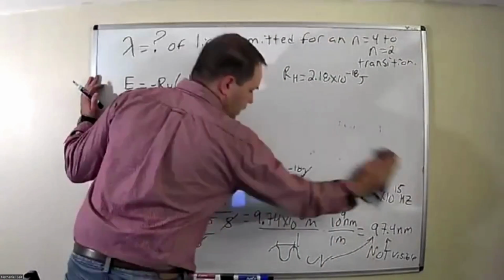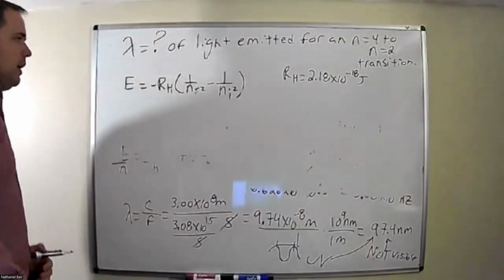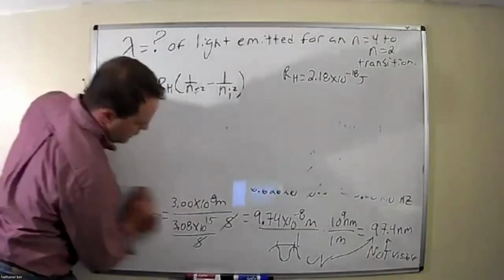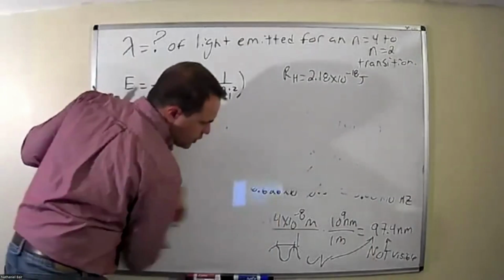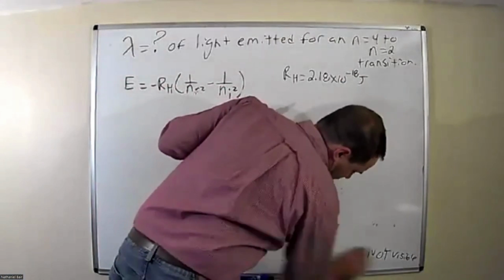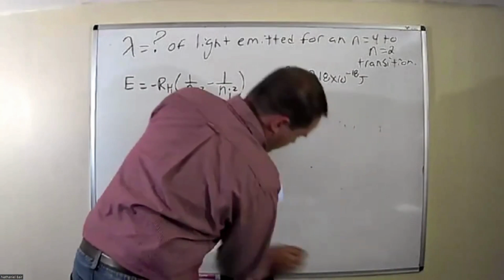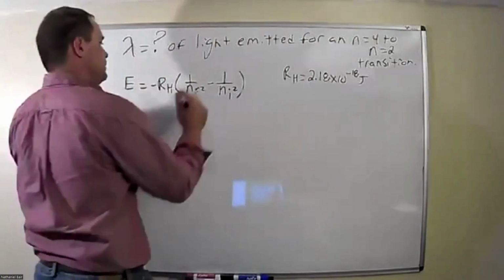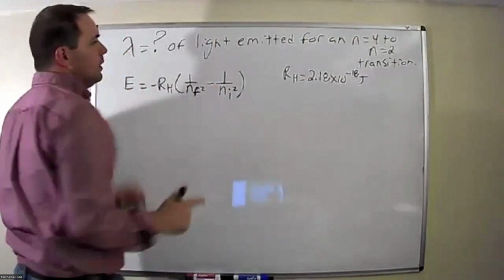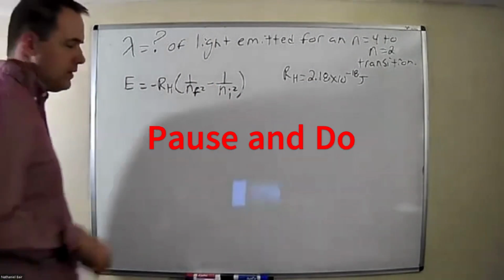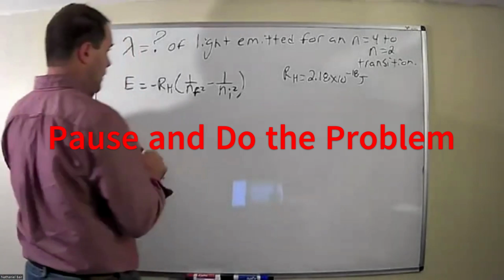So I'm going to give you a couple minutes. I would like you to calculate the wavelength of light associated when an electron in a hydrogen atom jumps from the 4th orbital to the 2nd orbital. Go ahead, give that a shot. You got this. Let's try this thing. Here we go.